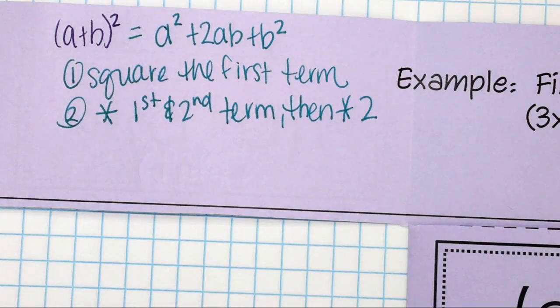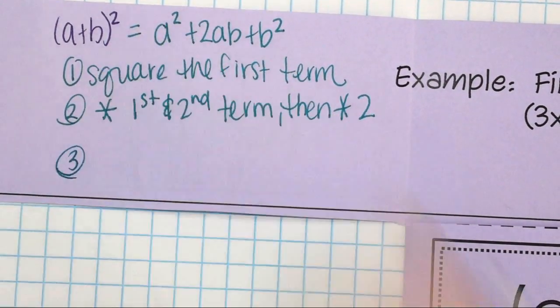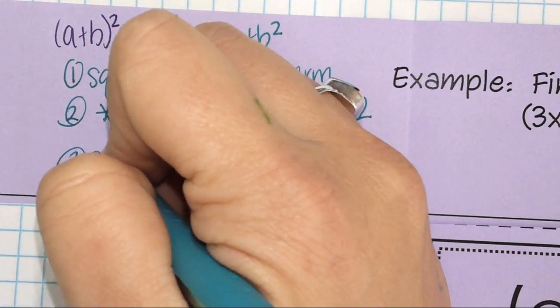How would we get b squared? Square the second term.